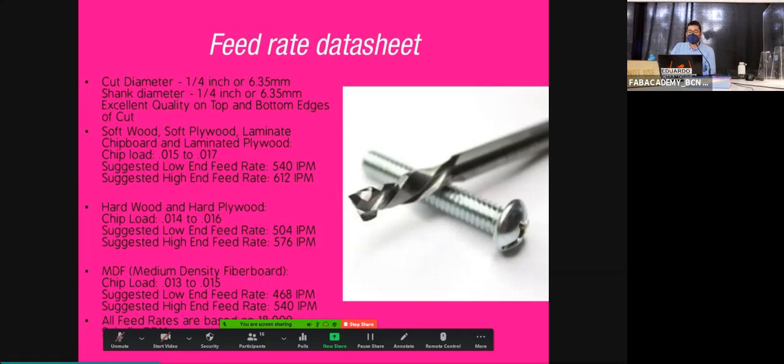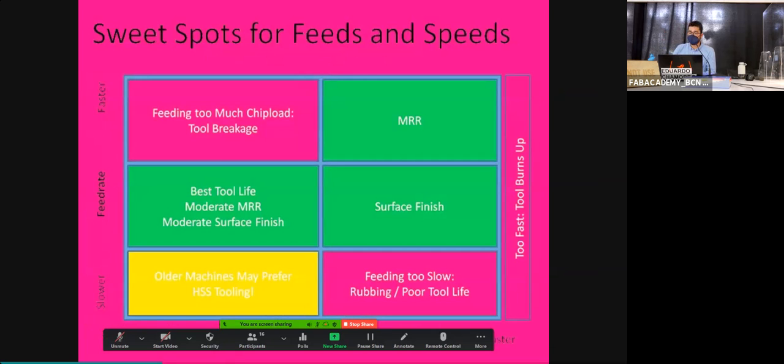So for different materials, you have different chip loads. What happens if you cut too fast or too slow? If you cut too fast, the machine cannot cut the material and will have problems cutting, and finally the end mill will break because it cannot cut that amount of material.